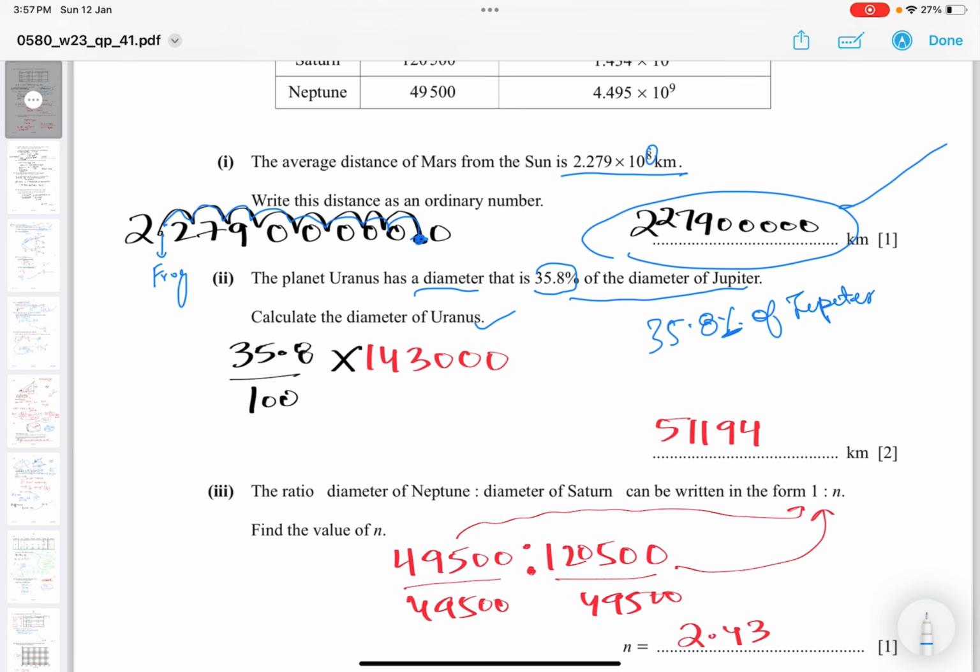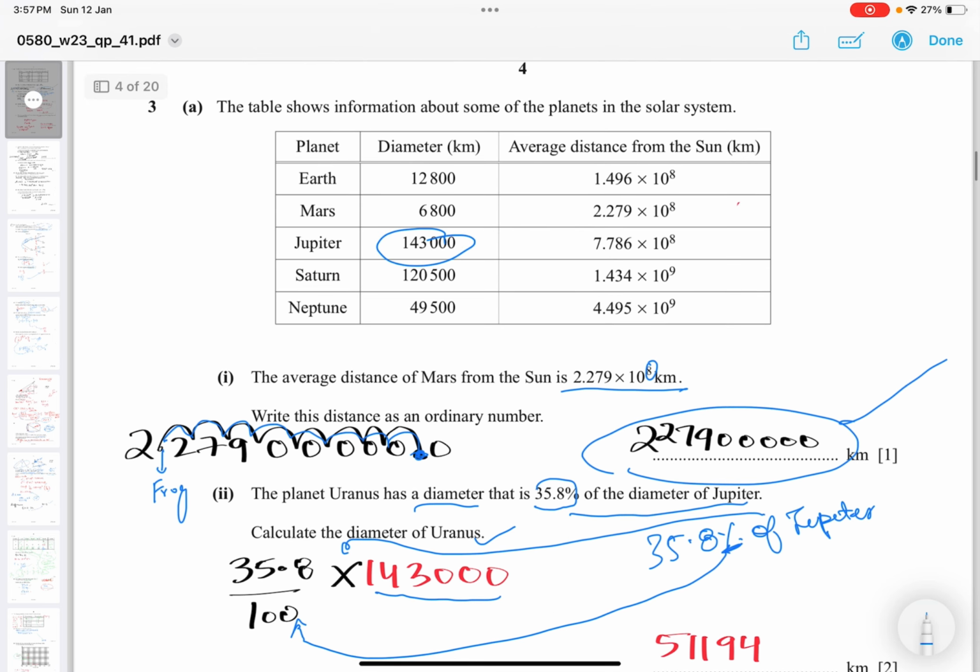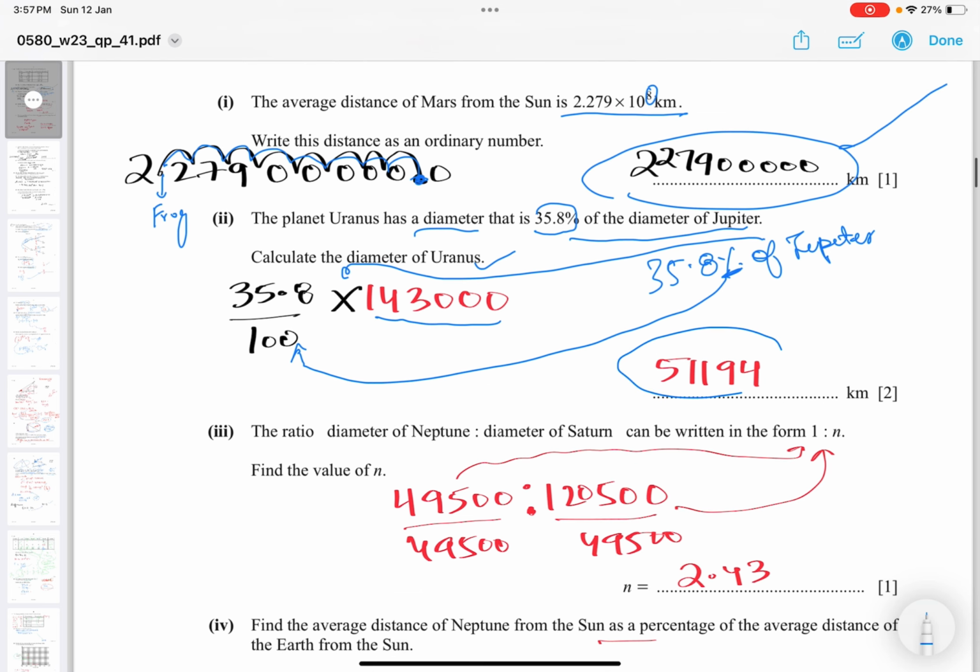So if we remove the percentage sign, 100 comes. Of means multiplication. And what is the diameter of Jupiter? That is 143,000. You can see it from here. We will use a calculator and we can find the answer.